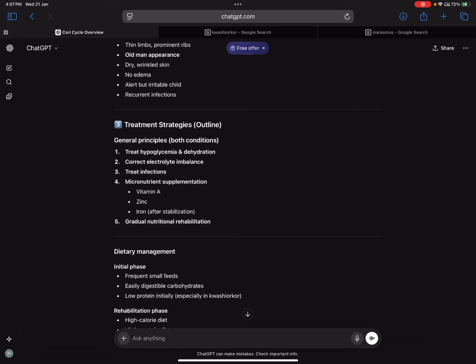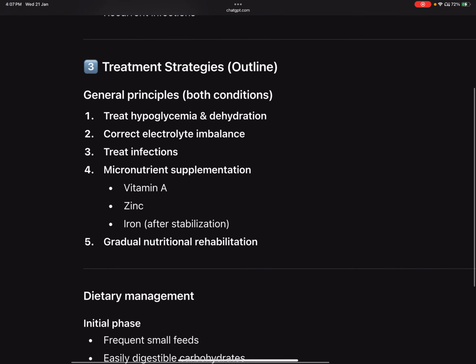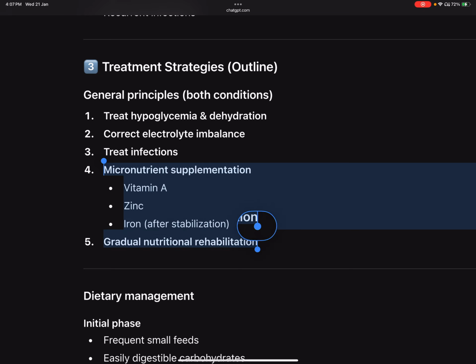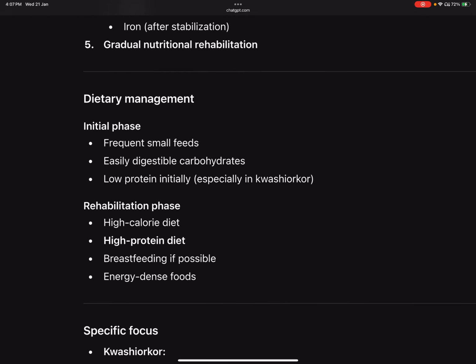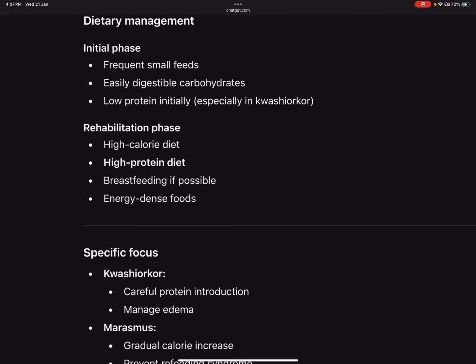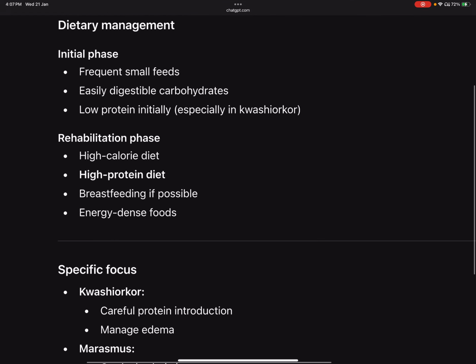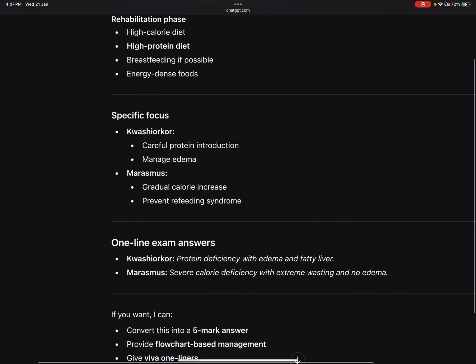So the treatment is: treat hypoglycemia and dehydration, correct electrolyte imbalance, then treat the infections, micronutrient supplementation with vitamin A, zinc, and iron, and then gradual nutritional rehabilitation. And then, yep, another thing is that you need to give them a proper diet plan, dietary management will be done, and that's it.